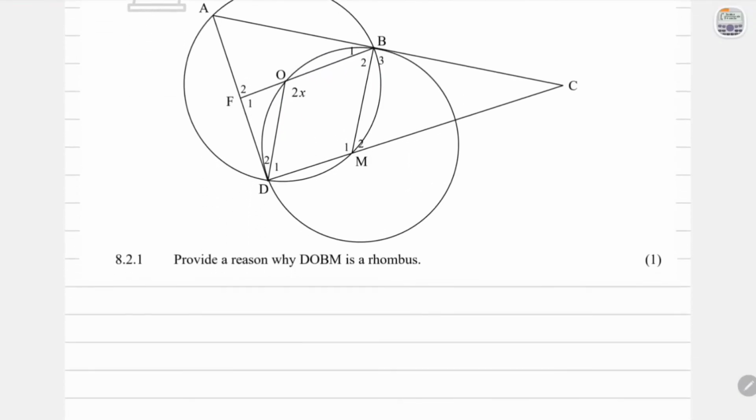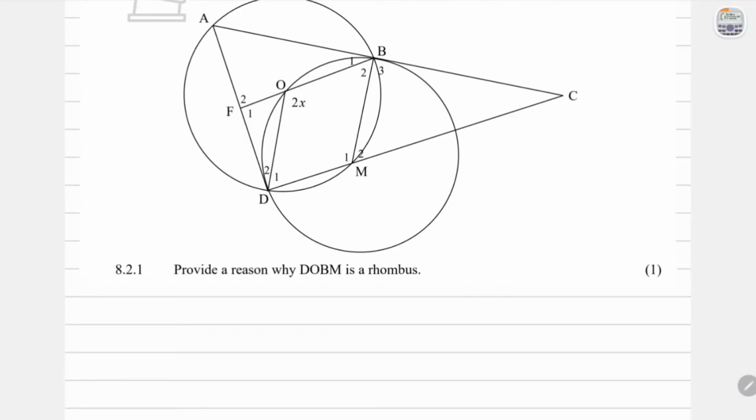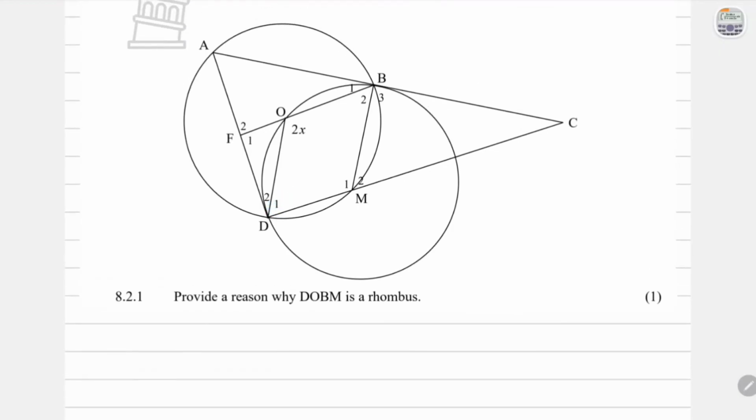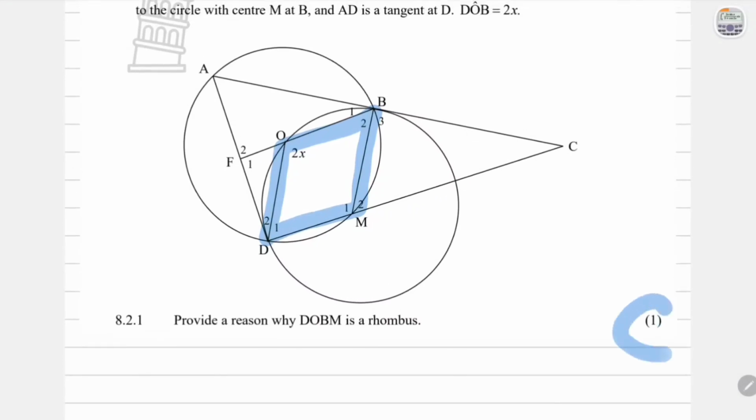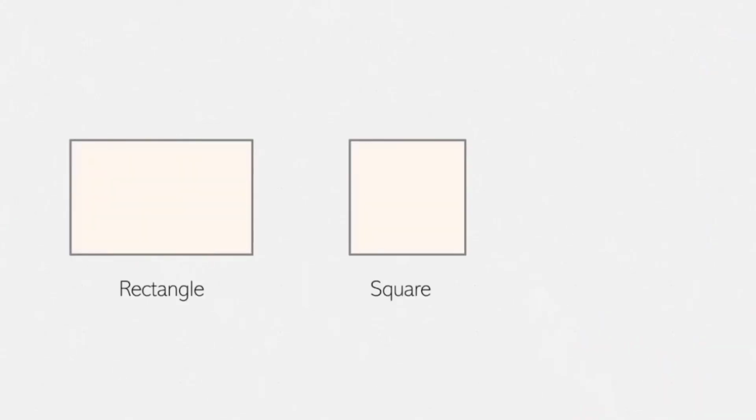The first reason is to provide a reason why DOBM is a rhombus. So this DOBM, why is that a rhombus? And this is for 1 mark, which already raises eyebrows. Okay, so here's why I say this raises eyebrows. Let's speak about how you prove something is a rhombus. You see these shapes, a rectangle, a square, and a rhombus, right? These three shapes. For you to prove that these shapes are actually what they are, you need to first prove that they are a parallelogram.